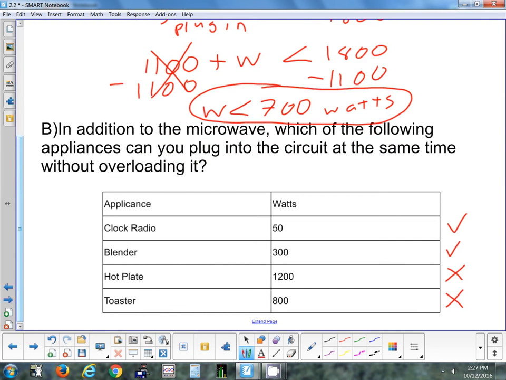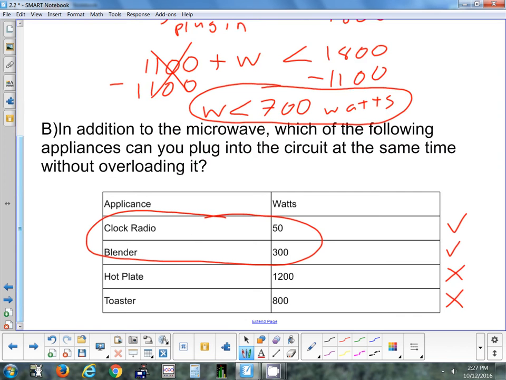Now, what if I didn't have the microwave? If I didn't have the microwave plugged in, could I do the hot plate by itself on the circuit? What can the circuit handle? How much? 1800. So if I didn't plug the microwave in, I could plug in just the hot plate, but I have to take the microwave out. Okay, so these are the only two. And you could use both at the same time.